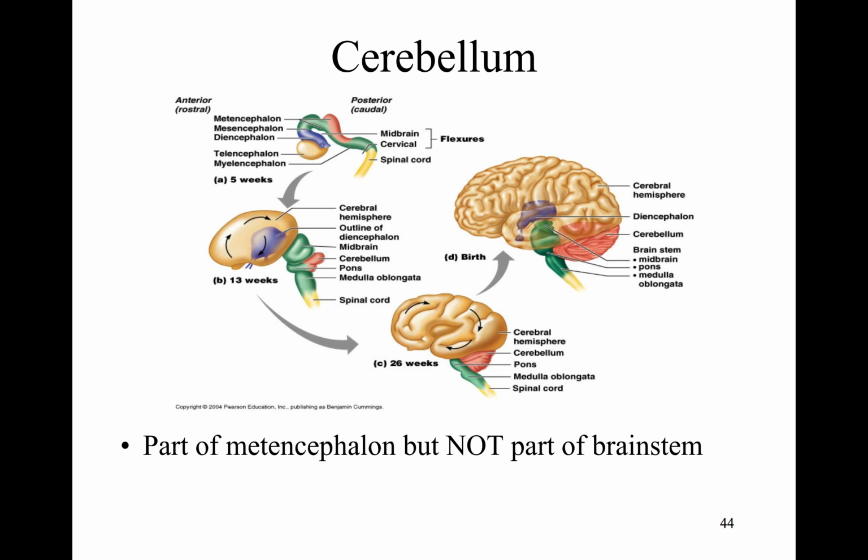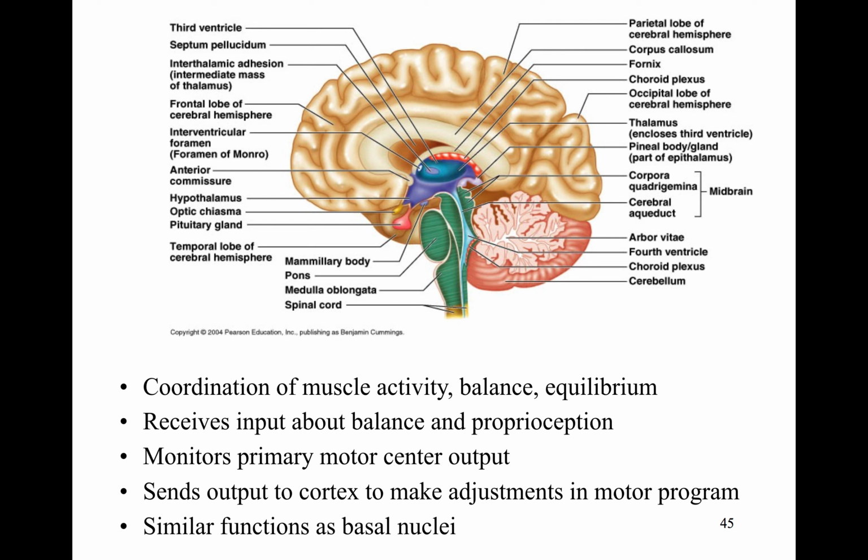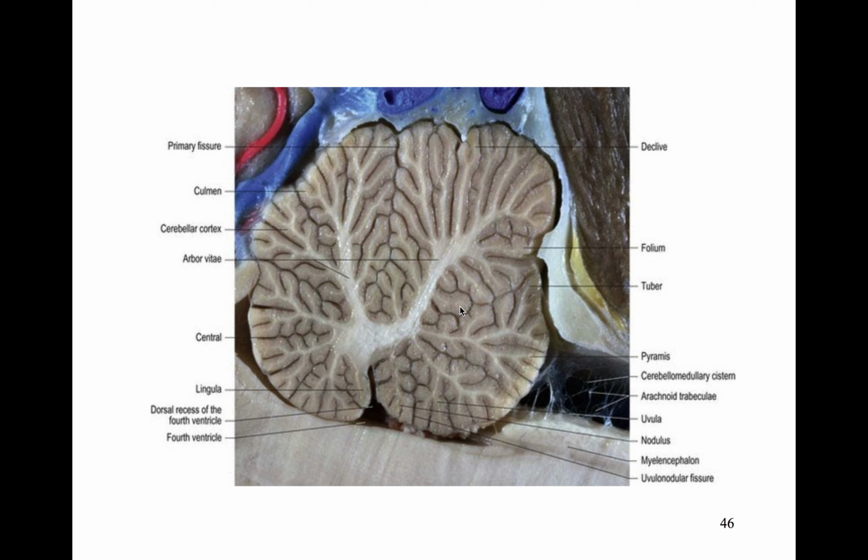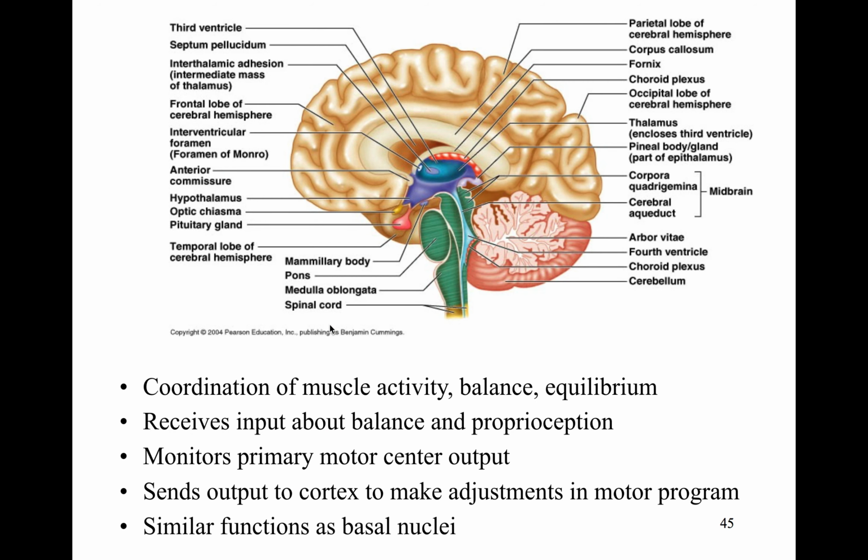The cerebellum arises from the metencephalon, and it functions in the coordination of muscle activity, balance, and equilibrium. We can see our cerebellum shown right here has this almost leaf-like structure. We can also see that in this diagram. When we cut the cerebellum in half, it has this leaf-like structure. So the cerebellum functions in coordination of muscle activity, balance, and equilibrium.